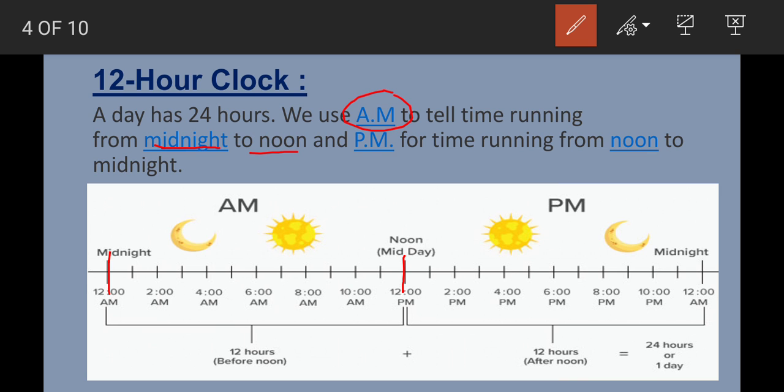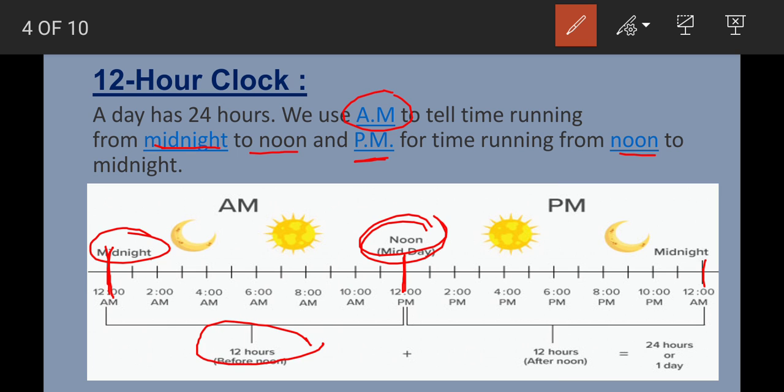Next, the second one, PM. The time running from noon to midnight, that is 12 noon to 12 midnight, is known as PM. Exactly 12 is known as 12 midnight in the night time and 12 noon in the daytime. If it is daytime, it is known as noon. If it is night, it is known as midnight. So there are 12 hours before noon and 12 hours after noon. If we add these two, we get 24 hours, which is one day.